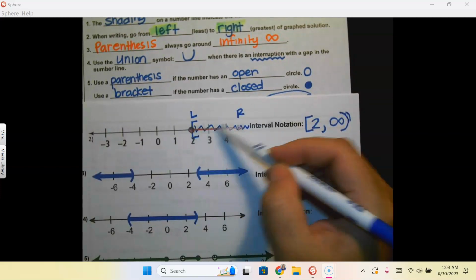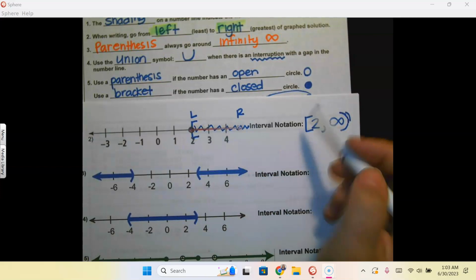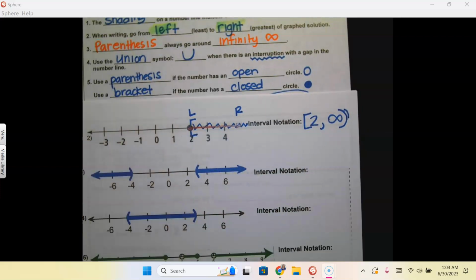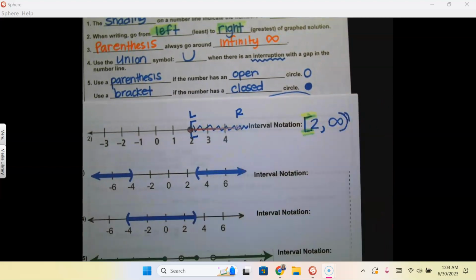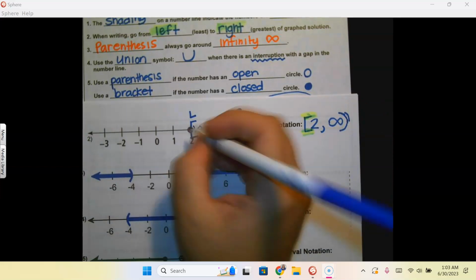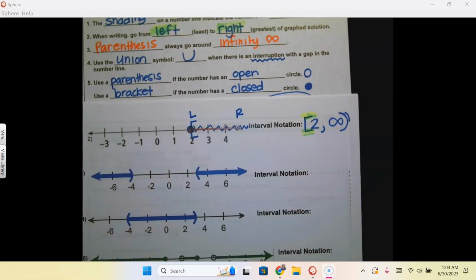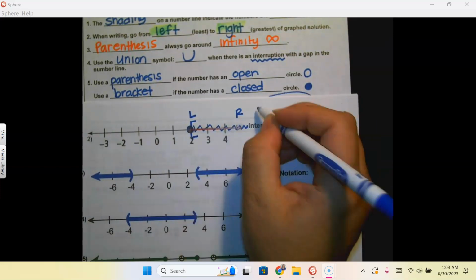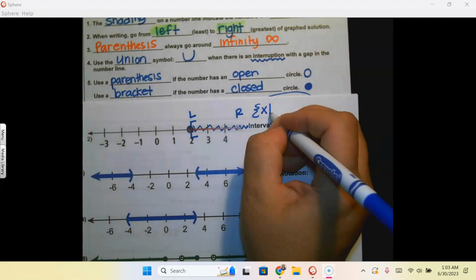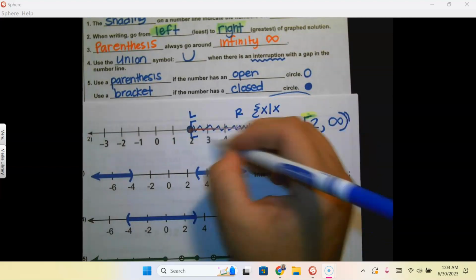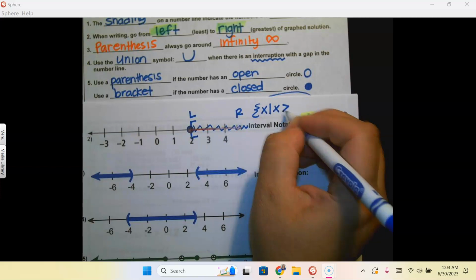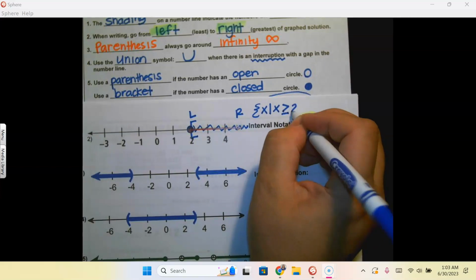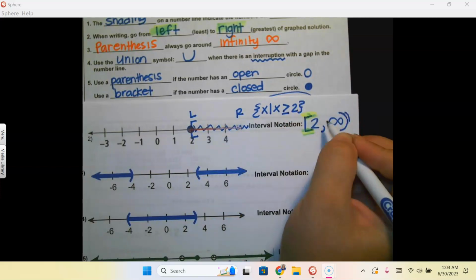So again, this is just saying all the numbers are to the right of 2 and including 2. So again, I like to think of the bracket like it looks like an equal sign right here, like these two pieces of it look like an equal sign. So that's what helps me remember that the 2 is a solution for x. So if I had to write this in set builder, I'd write x such that x are all the numbers greater than or equal to 2. But again, we're practicing interval notation.